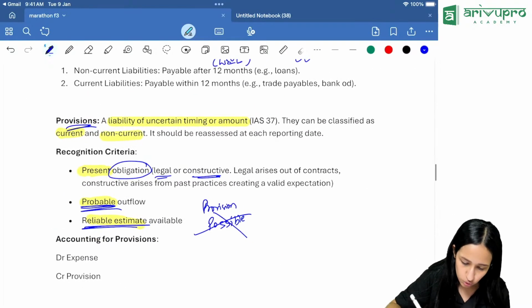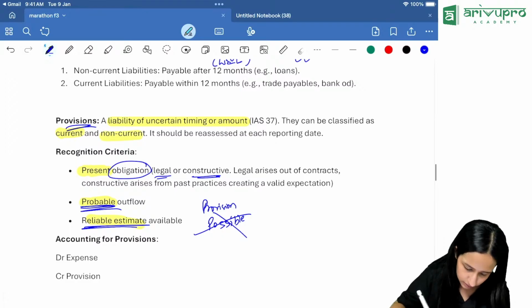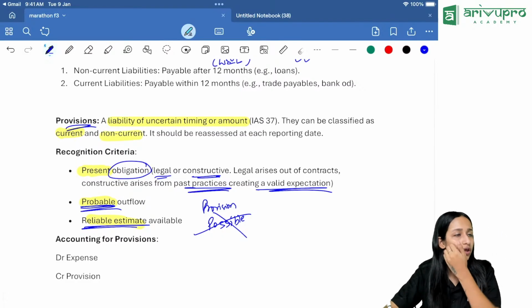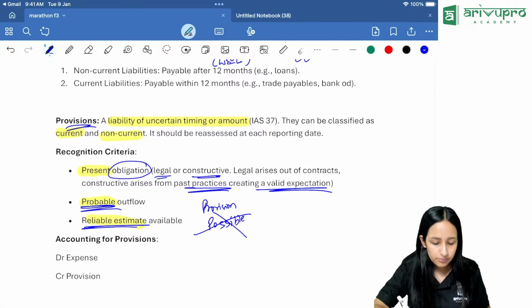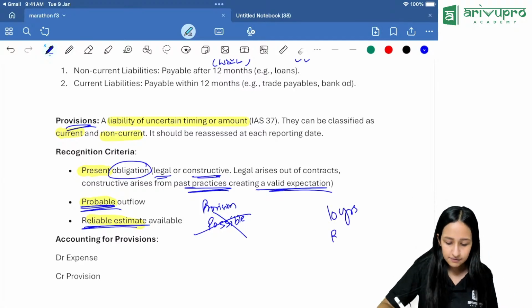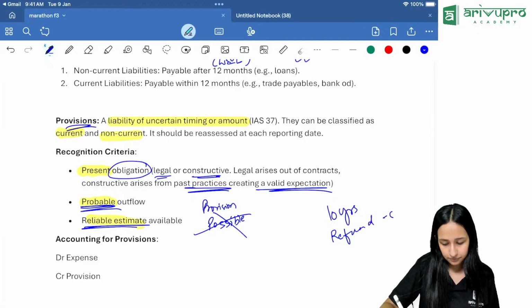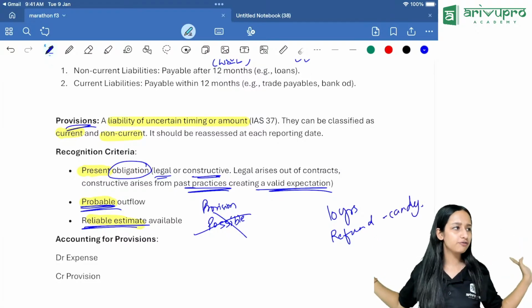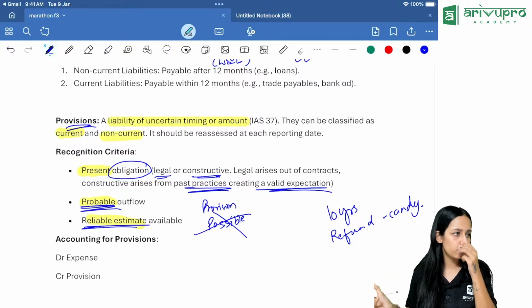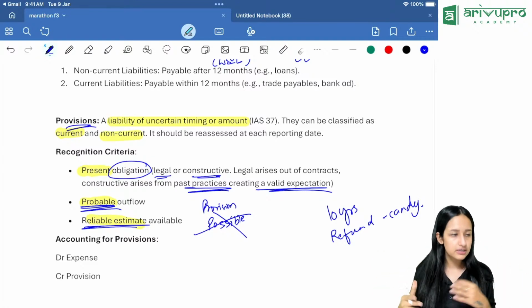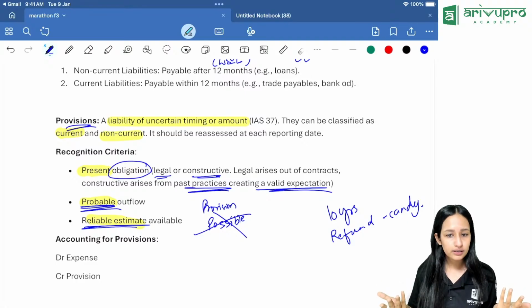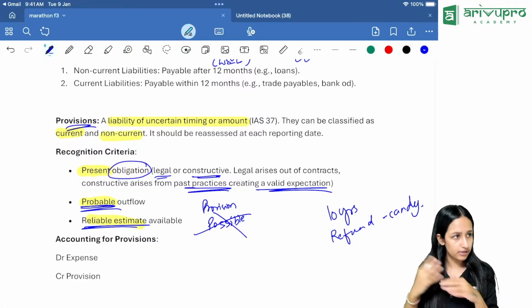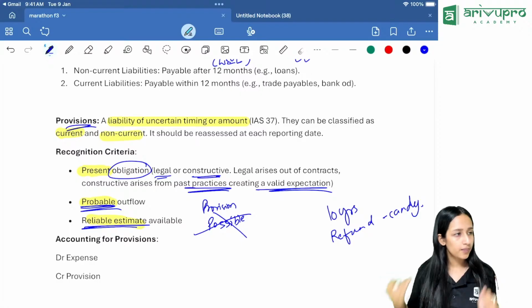Okay. So, can we classify past practices creating a valid expectation? So, from the past 10 years that your business is running, you've always given a refund for candy. So one fine day, if you come and say, no refunds for candy from now on, that is not gonna happen. Okay, because people have been expecting it. From the past 10 years, you've been doing it. It doesn't make sense to come and make a new rule there. Got it?